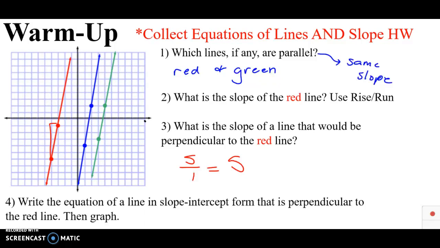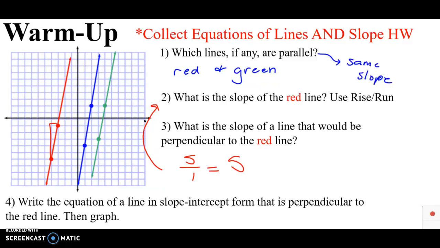Okay? Number 4. Oh, sorry. That was number 2. Number 3 says, what is the slope of the line that would be perpendicular? We talked about this last class. Perpendicular to the red line. Olivia. First of all, what 2 things do you have to do? You have to switch the numerator and the denominator, and you have to make it negative.